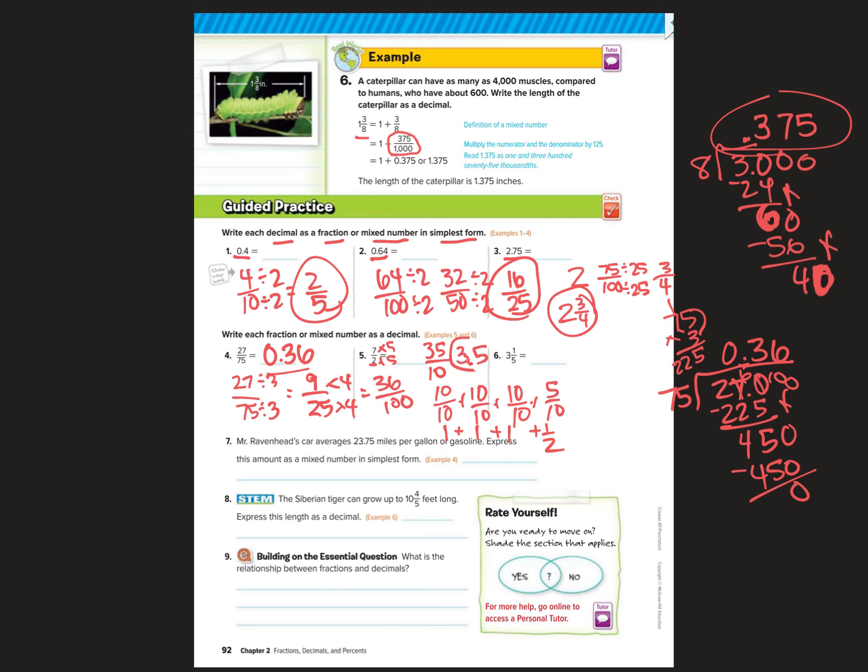All right, that's all I have for you. I'm probably going to use this for my example here, 3 1/5 into decimal form.